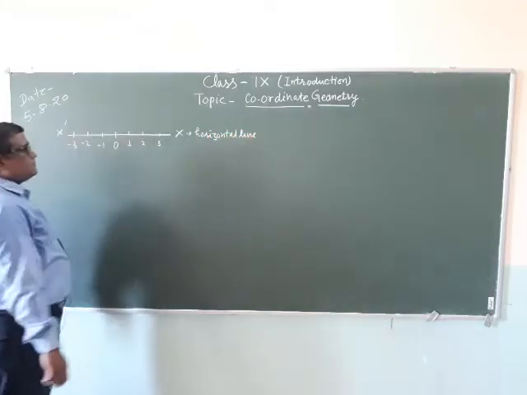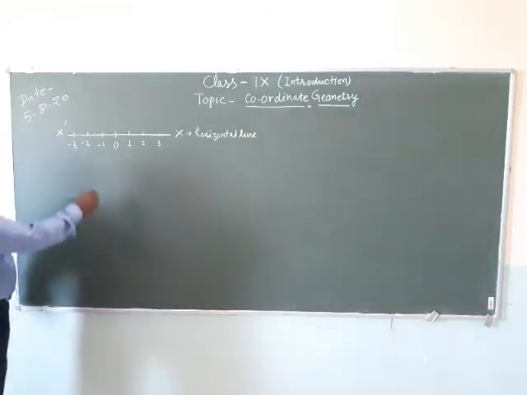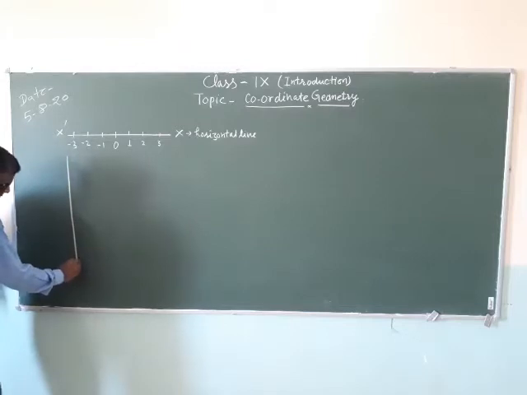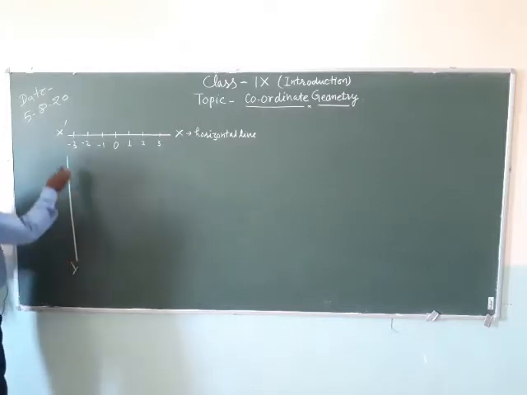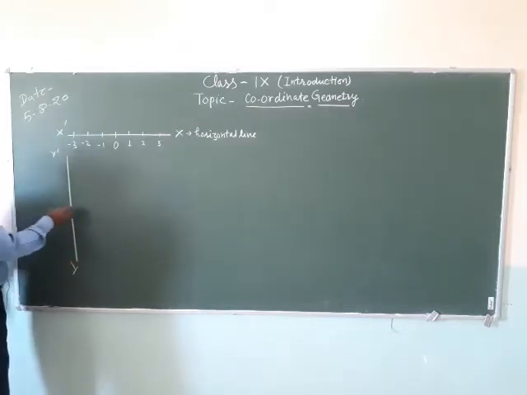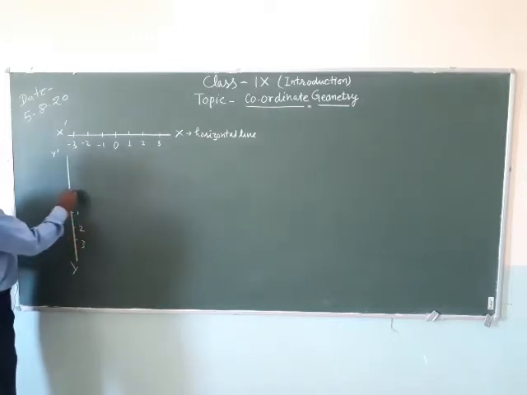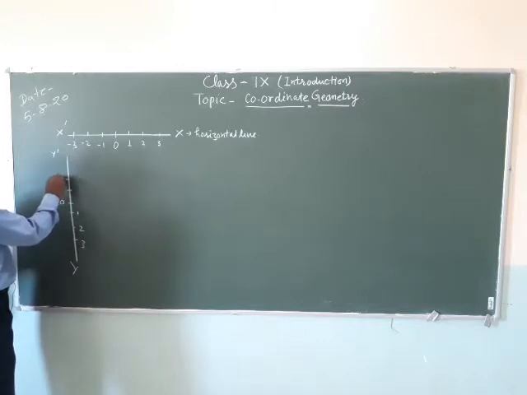And another, a vertical line, that is y and y dash, here middle is 0. Now here +1 +2 +3, this is -1 -2 -3.